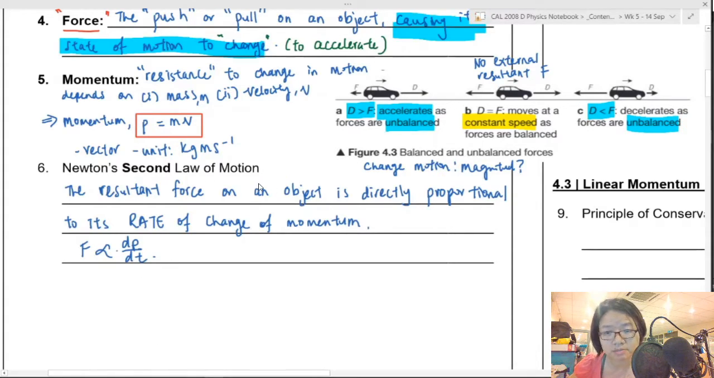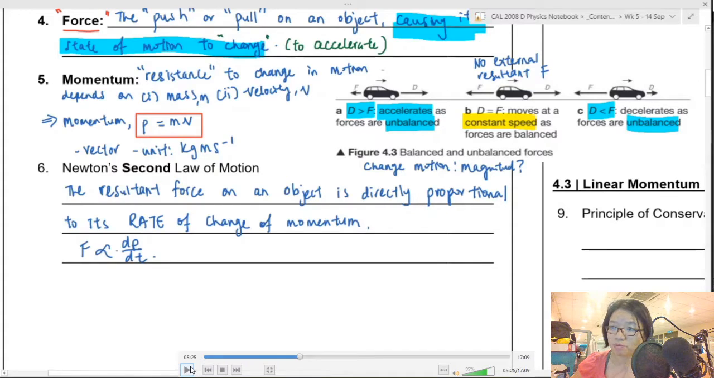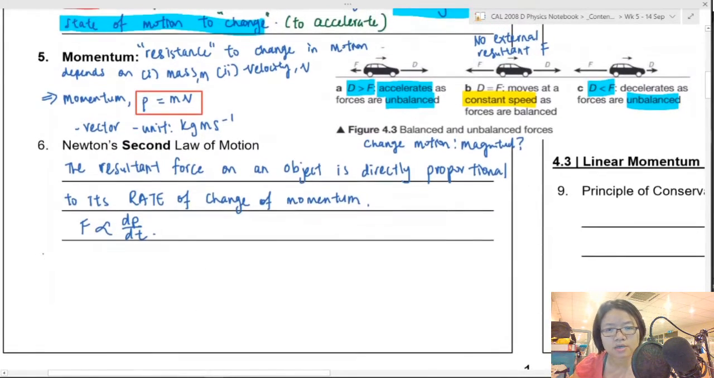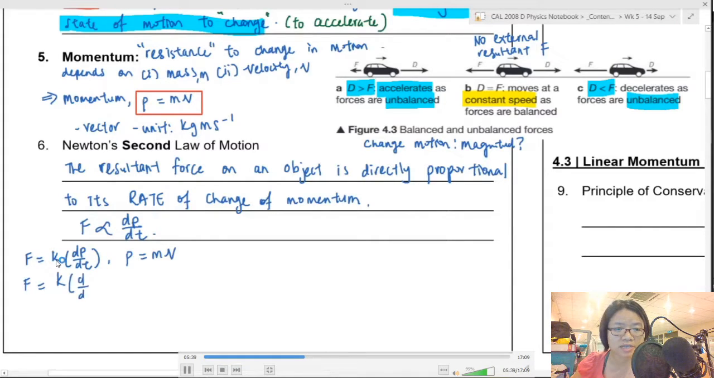No other statements will be allowed. Okay, directly proportional to rate of change of momentum means what happened to my good old F equal to ma. This one special condition. Okay, it is not always Newton's second law. So if it's directly proportional, I'm going to insert a constant k and substitute momentum as mv.